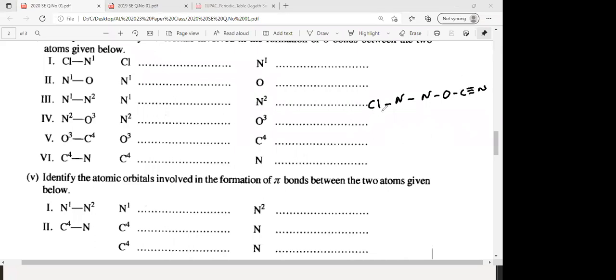Right. So chlorine you get 3 pairs, nitrogen plus charge. Here you get oxygen 3 pairs. This nitrogen you get 1 pair. This oxygen you get 2 pairs. Carbon, okay.